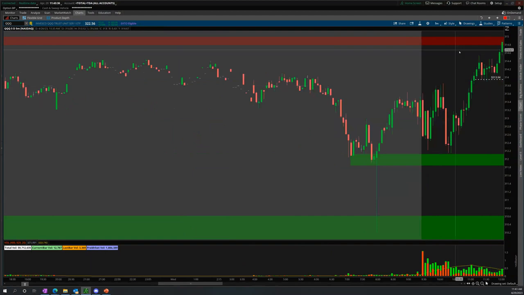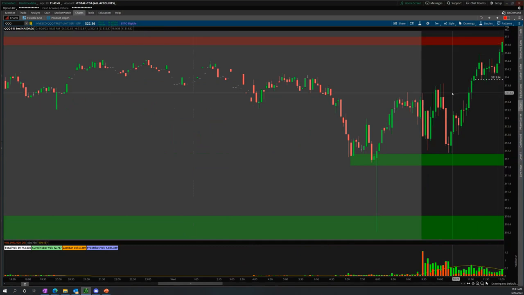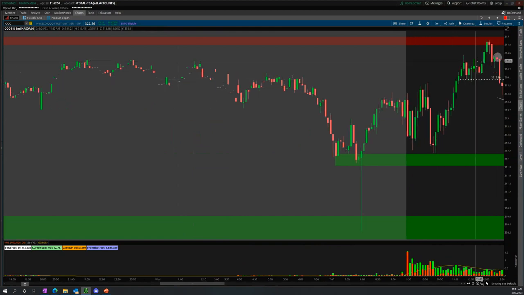We're ripping into supply. What do I need to see to put on a short play, right? Because I'm not just going short in a supply zone. I need to see some confirmation that sellers are taking control of the market. Perfect example is a lower high, right? And then what that looks like, buyers show up and sellers just dominate, right? And then we break below this level.